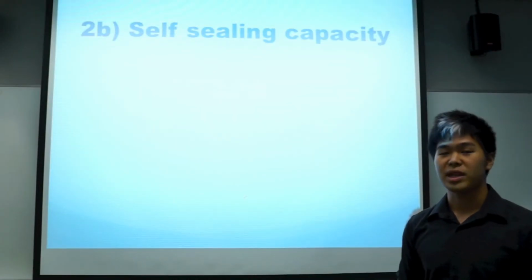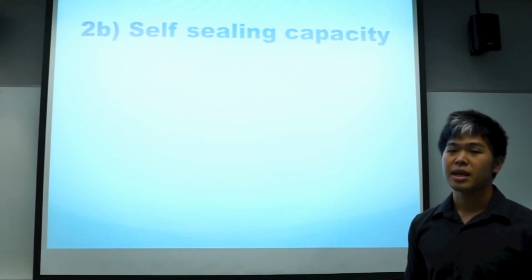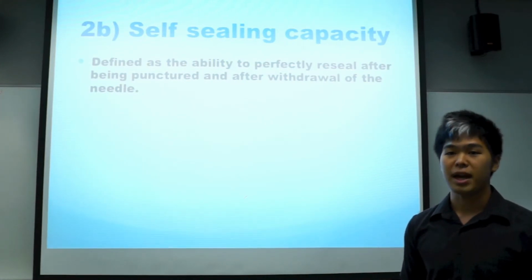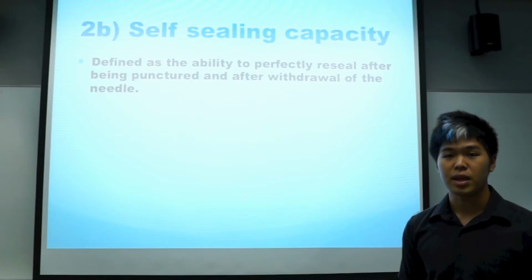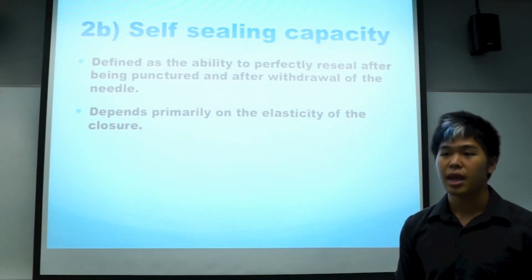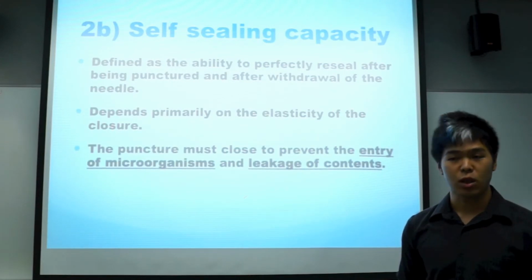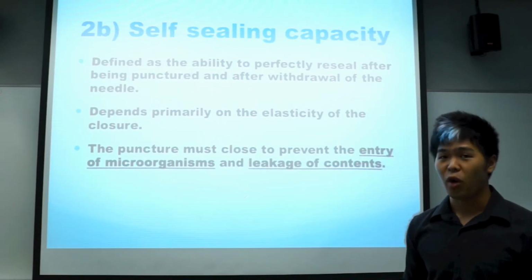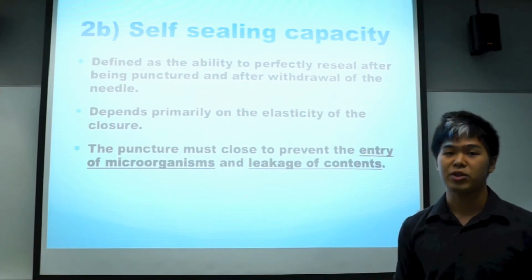Moving on to our next property, which is self-sealing capacity. Self-sealing capacity is the ability to perfectly reseal after being punctured and after withdrawal of needle. It depends primarily on the elasticity of the rubber closure. It is important that the puncture must close so as to prevent entry of microorganisms from outside of the valves and leakage of contents of the vial itself. Therefore, it maintains sterility and integrity of the preparation.